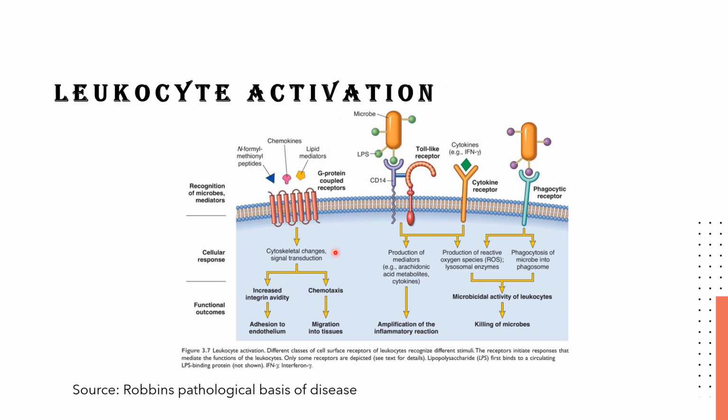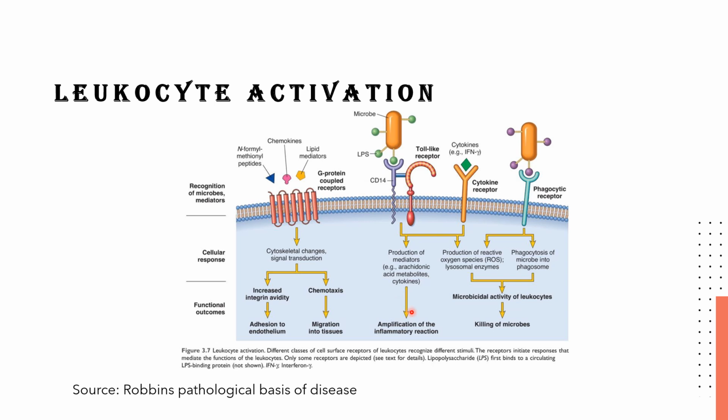The second are toll-like receptors, which recognize microbes, and we also have cytokine receptors, which recognize cytokines like IFN gamma. What these two do is release mediators of inflammation like arachidonic acid metabolites and cytokines, and they will produce reactive oxygen species or lysosomal enzymes. Now what do mediators of inflammation do? They will amplify the inflammatory reaction. This will be discussed in detail in the next video.